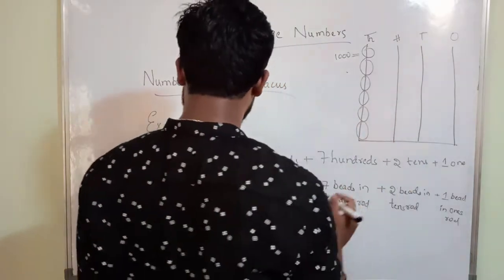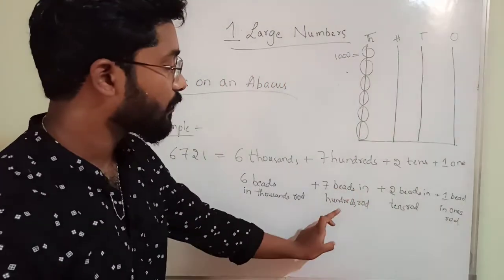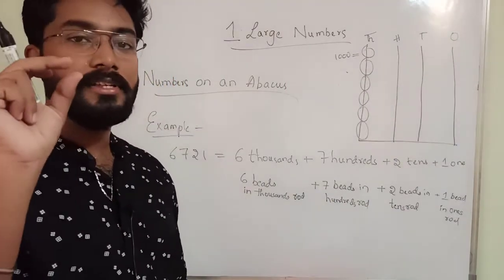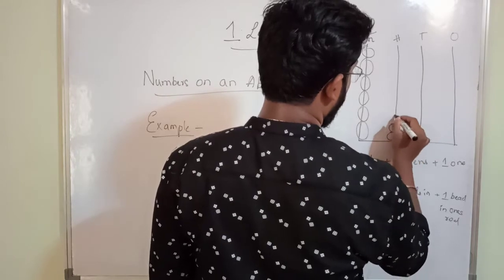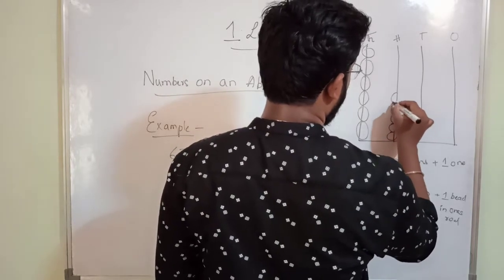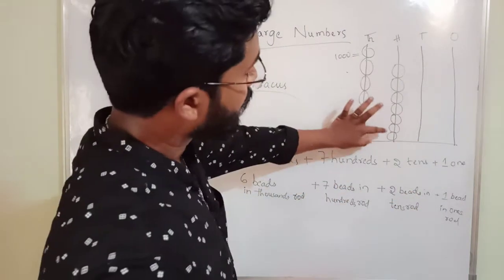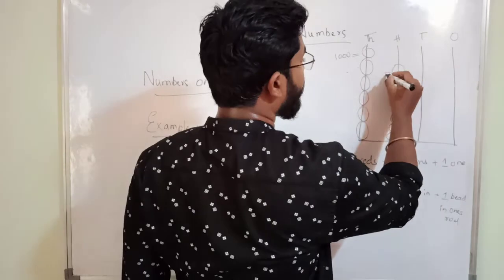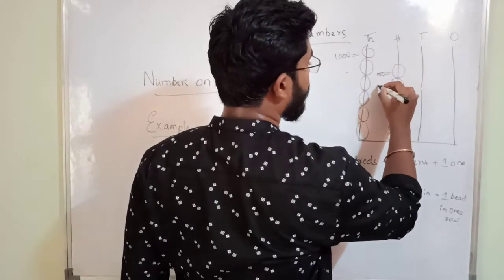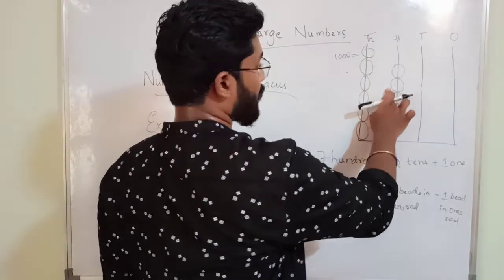Next, in hundredths rod you want 700, means 7 beads in hundredths rod. Each bead value is how much? 100. 1, 2, 3, 4, 5, 6, 7. Here each bead value is 100. 100, 100, all hundreds, means 7 beads means 700.